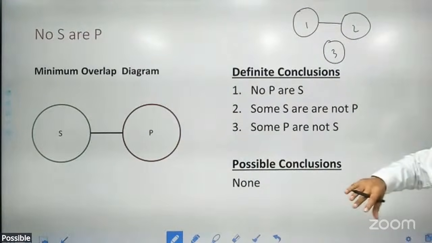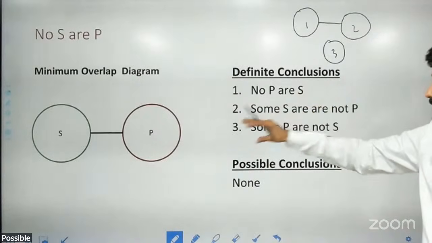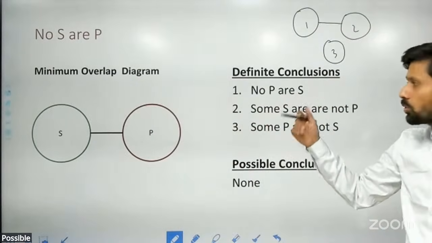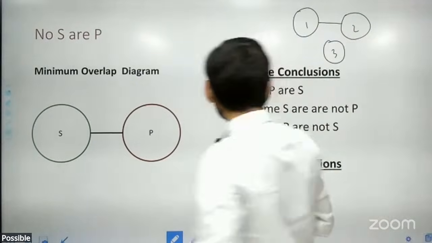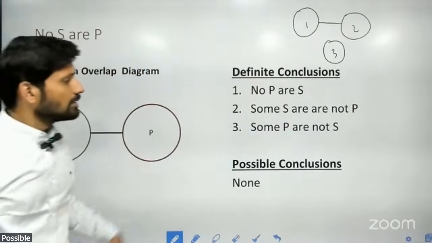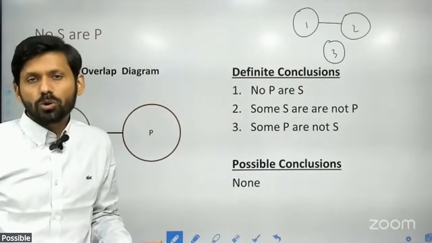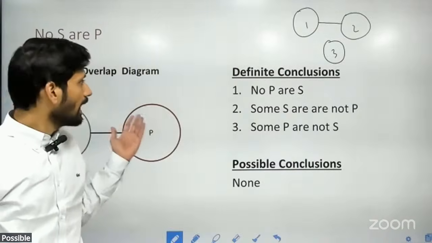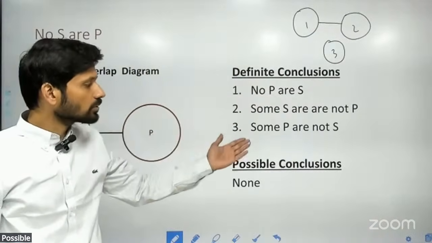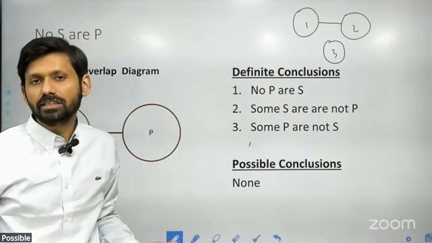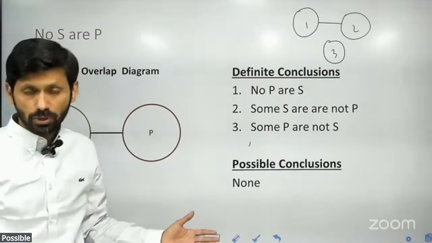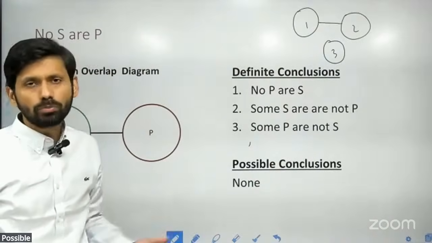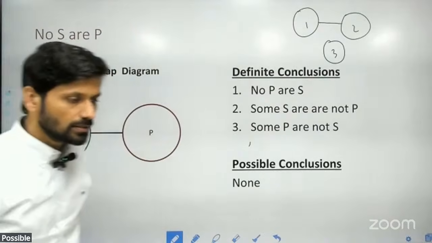Now, no SRP, definite conclusions. If no SRP, then obviously no PRS. And some S are not P. If no SRP, obviously some S are not P. And no SRP and no PRS, so some P are not S. So these are the 3 definite conclusions. There is no other possible diagram, and no other possible conclusion. So this one is a simple one.